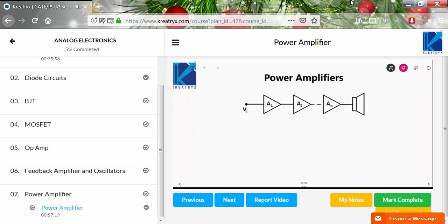In a power amplifier, the transistor behaves as a non-linear element, due to which harmonic distortion appears in the output. To keep this distortion minimum, a power amplifier is used as the output stage in a multi-stage amplifier. For example, here amplifiers are cascaded like this. A1, A2 can be considered as voltage amplifiers, and AN can be considered as the power amplifier, placed last to reduce the harmonic distortion.